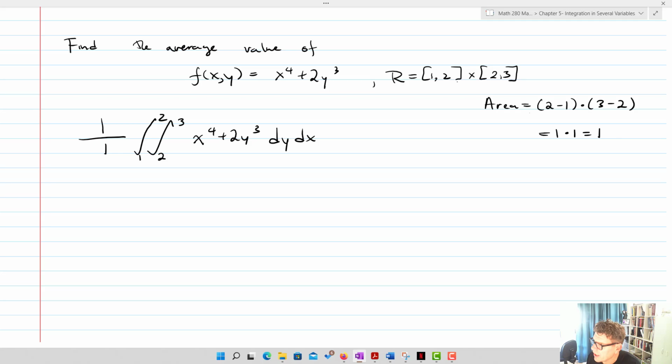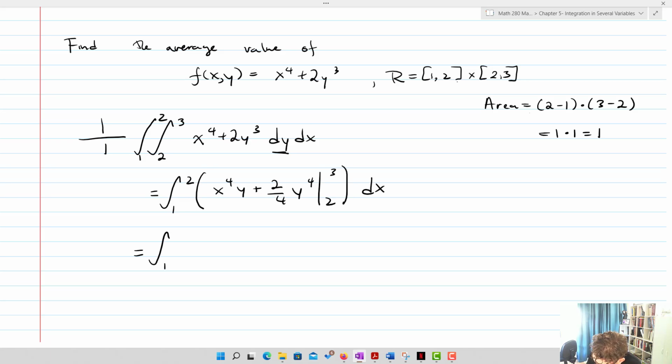So my average value turns out to be equal to the double integral, because the area of the region is just 1. We'll do the iterated integral. We're going to get the integral from 1 to 2 of, and remember we're doing this with respect to y, so we're only integrating with respect to y, so this is x to the fourth y plus 2 fourths y to the fourth, evaluated from 2 to 3, and then dx.